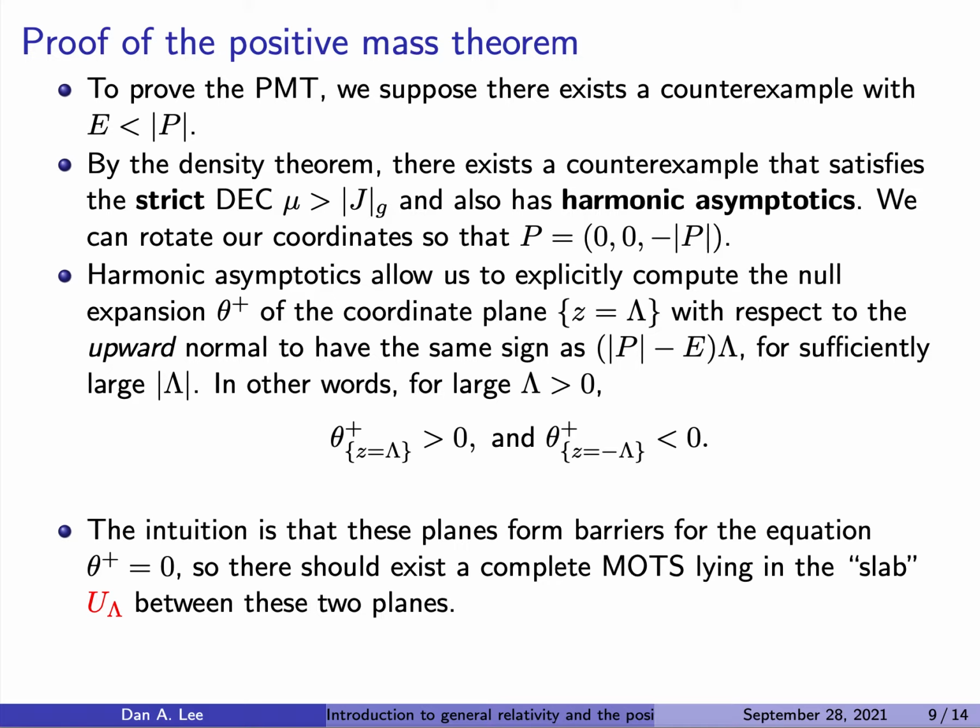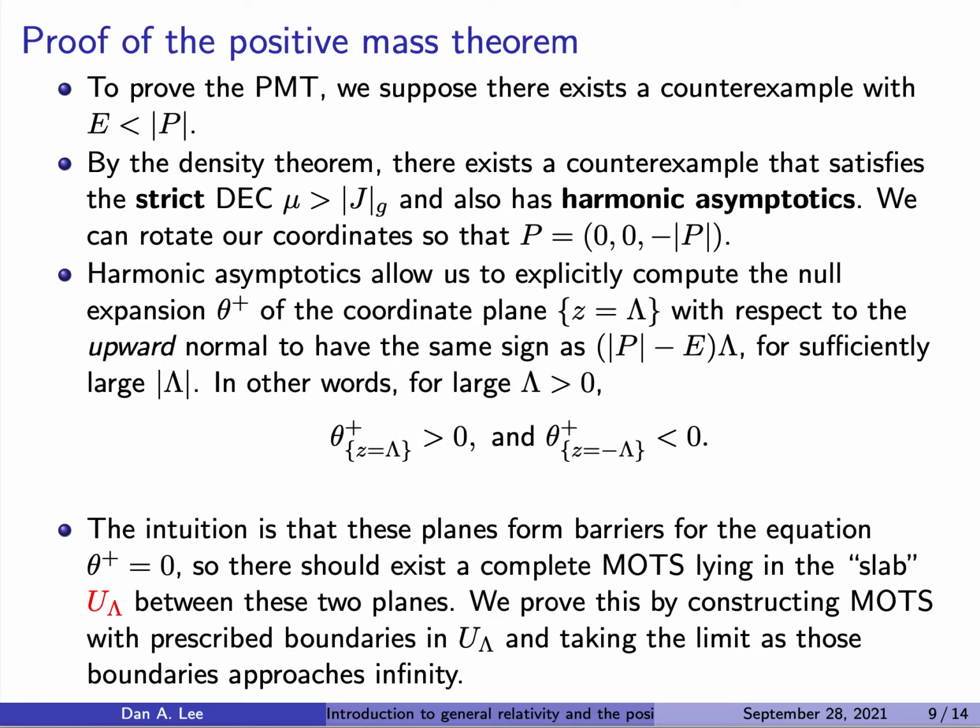So the intuition here is that these two planes form barriers for the equation theta equals 0. So there should be a complete MOTS. Remember, MOTS is marginally outer trapped surface. It's just a surface with theta plus equals 0. So there should exist a complete MOTS lying in this slab U lambda between these two planes. I'm defining U lambda to be the region between the two planes z equals lambda and z equals minus lambda. The way we actually do this is we construct MOTS with prescribed boundaries and then take the limit as those boundaries approach infinity, and then hopefully we get the desired complete thing.